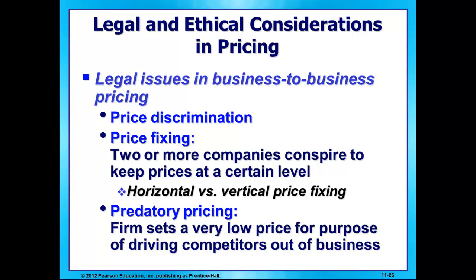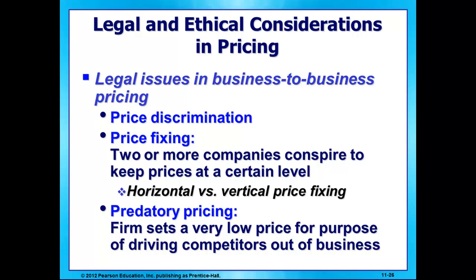Predatory pricing is when one company sets a very low price for a certain period of time in order to drive competitors out of business. So, for example, when Costco started selling gas and cars, people were very concerned that they would set a very low price to drive competitors out of business. Again, this is considered to be illegal, and the legal standard is that there has to be shown predatory intent with those low prices.